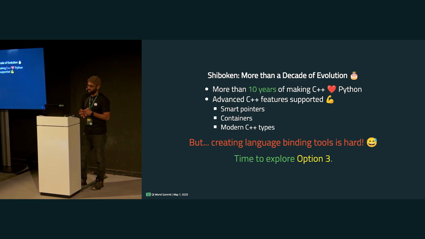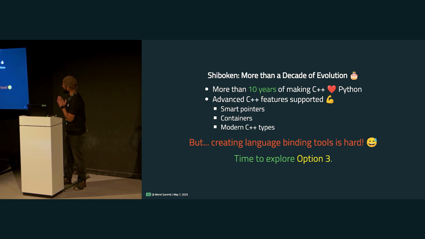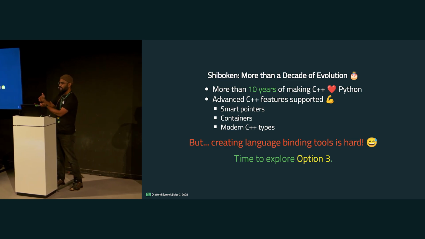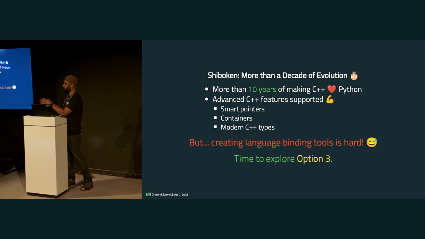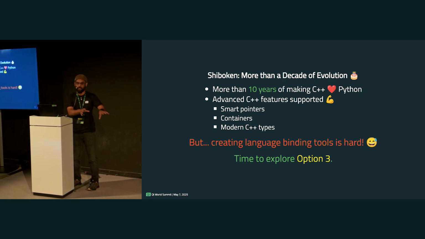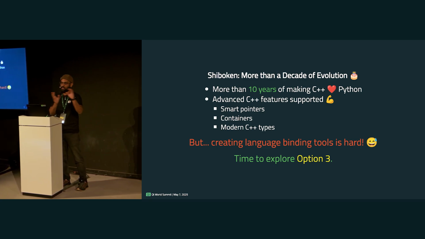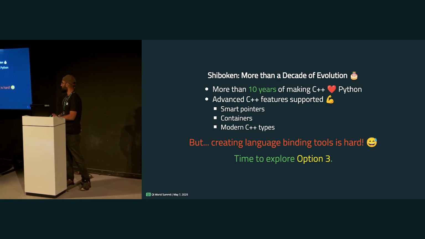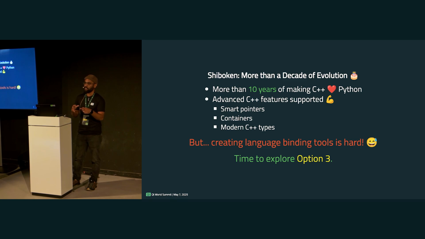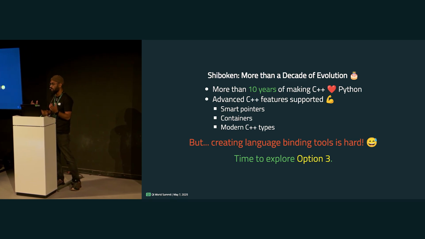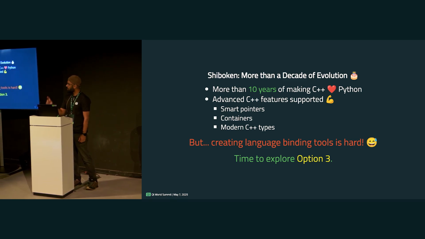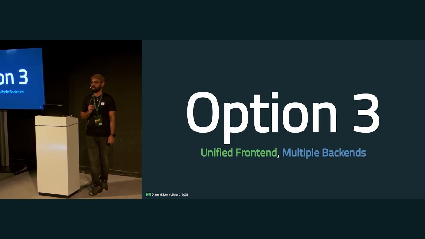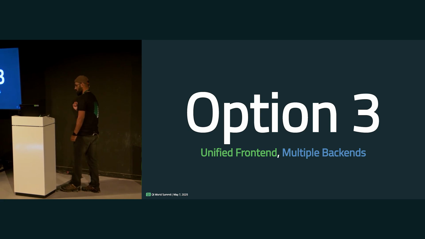But the fact is that creating a language binding tool is hard. Creating a language binding itself is also hard because you have to create a wrapper layer in between that specifies, okay, this is a C++ class, I want to expose this particular C++ class and all these methods to Python. This is the case with Shiboken, PyBind11, or any other language binding that you take. So imagine creating a language binding tool for multiple languages. This is going to be very hard to maintain. So, time to explore option 3. Option 3, unified frontend and multiple backends. What does that mean?